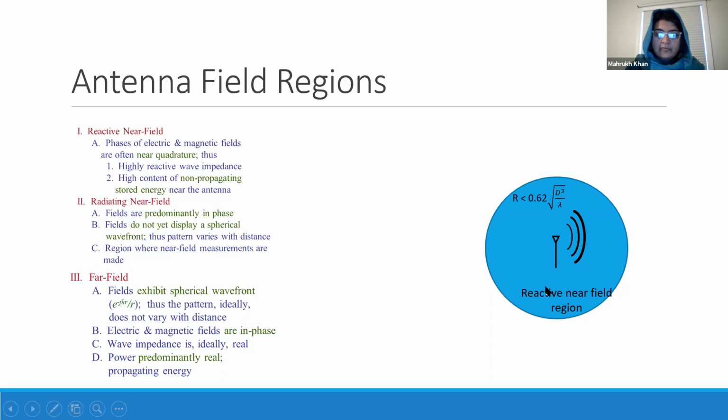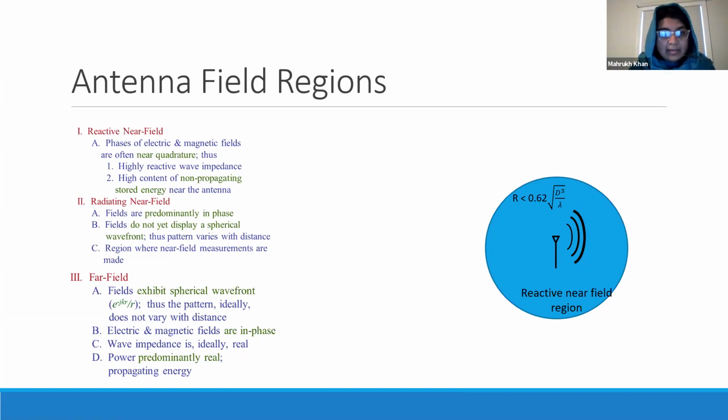And the reactive near field region is where things are starting to happen. It's a highly reactive region. There is mutual coupling as well, and it's not properly radiating, it has just started radiating, and the electric field and magnetic field components are not exactly perpendicular. So things are just starting to happen in this region.